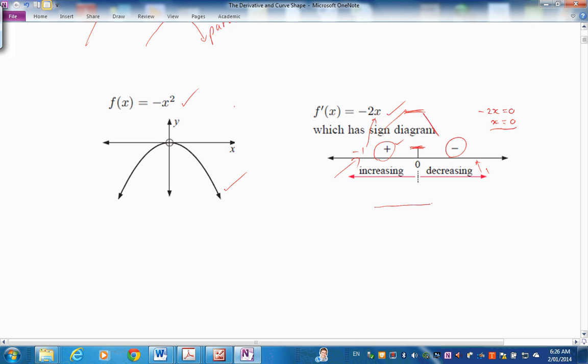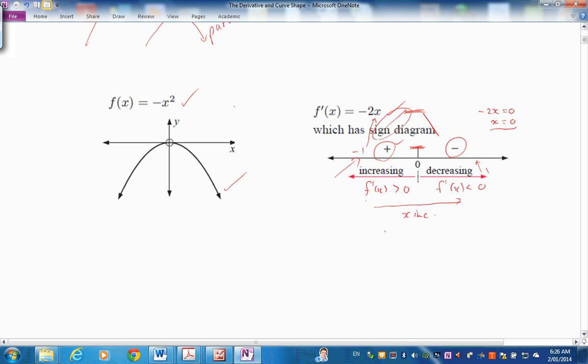As we go along the number line here, so this sign diagram is really just a bit of the number line of the x-axis, as x increases, what's happening? On this side, f dash x is positive, so the function is increasing. On this side, it's less than naught, it's decreasing.